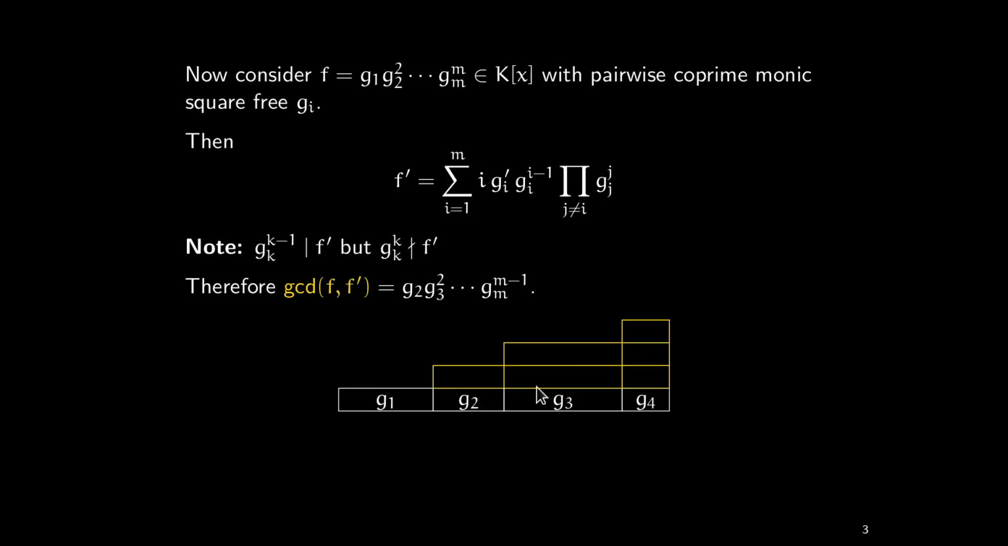So in this picture that I showed you before, you can think of this GCD, which is very crucial for the computation of a square-free decomposition. This GCD is obtained from the triangle that represents f by dropping the lowest row here. So the g1 disappears and the g2, g3, g4 have one level less. Instead of 2, it's just 1. Instead of 3, it's 2, and so on.